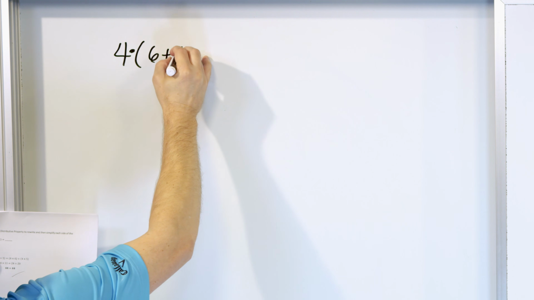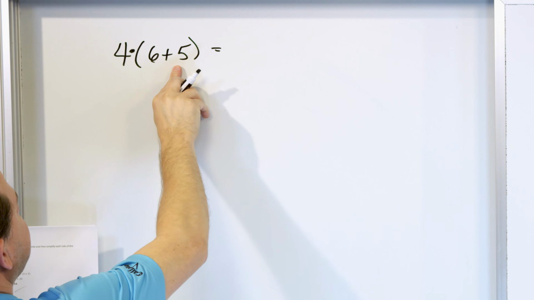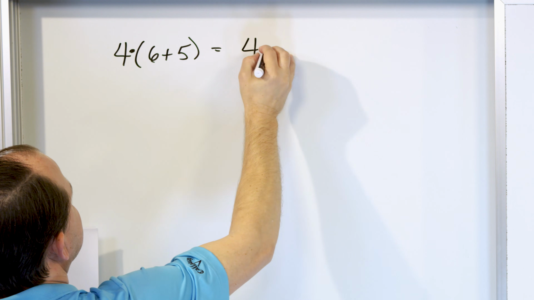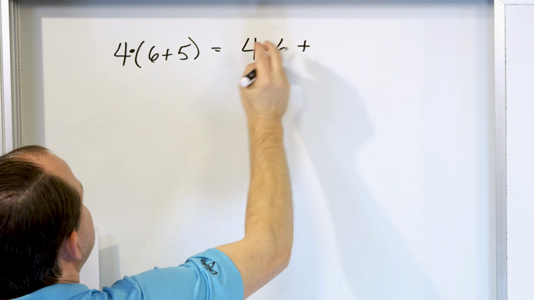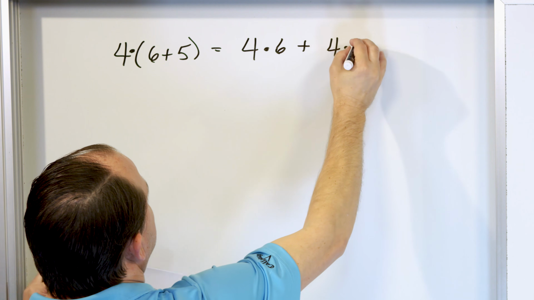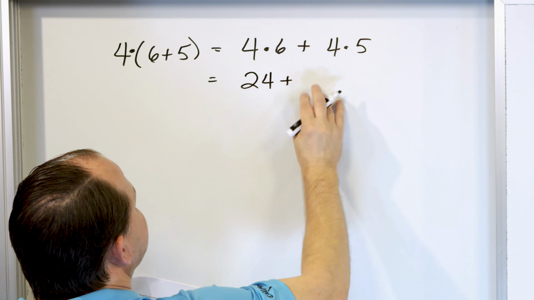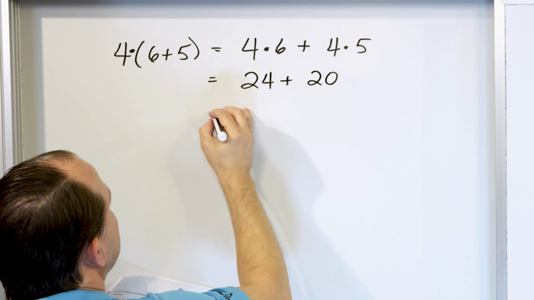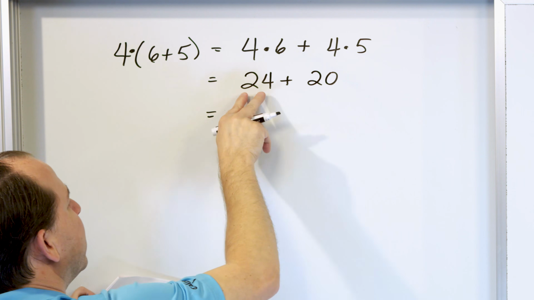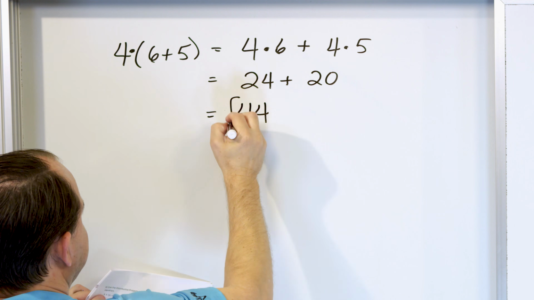6 plus 5. What do we do? We multiply times the 6, then we multiply times the 5. The 4 times the 6 would be here, and then the plus sign comes from here, and then the 4 times the 5. All right, what do we get? 4 times 6 is 24, and then 4 times 5 is what? 20. And then the 20 plus the 24 would give me 44. So it's just going to be 44 right here. This is the final answer.